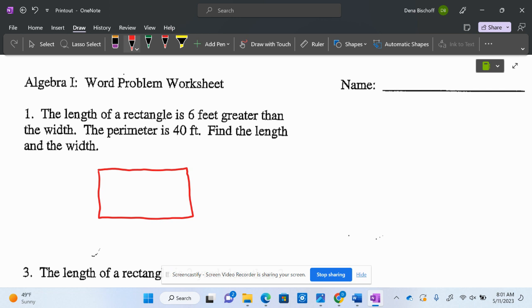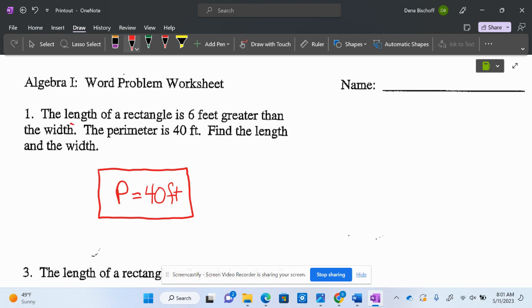So whenever I get a measurement like perimeter or area, I put those right in the middle of my shape or whatever. It just helps me process. So I'm just going to write in the middle of my shape, P equals 40 feet. Yeah, P equals 40 feet. Okay. So let's look at what we're going to do next.